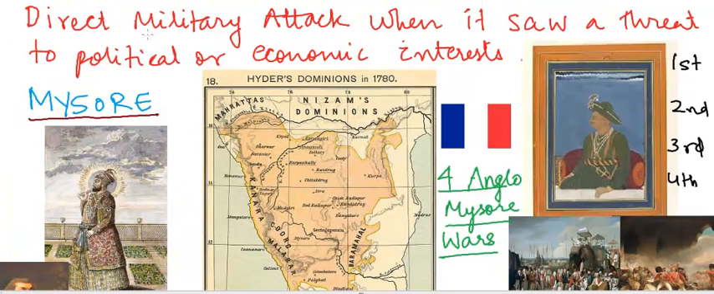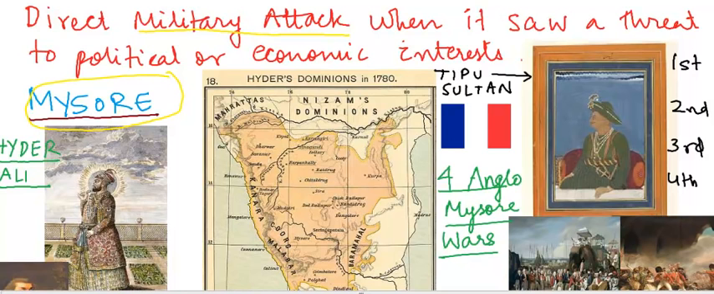The company resorted to a direct military confrontation when it saw a threat to its political or economic interests. As we know from earlier, many independent kingdoms fought with the British. Let us first consider the case of Mysore, which fought 4 wars with the British, and only in the last war did the British actually attain complete victory.